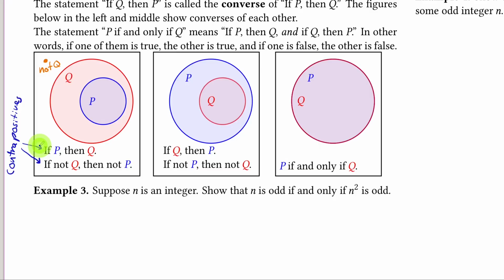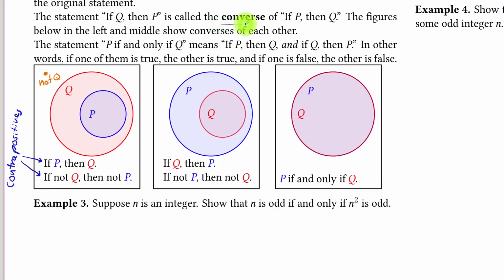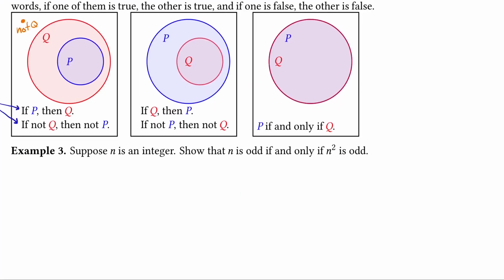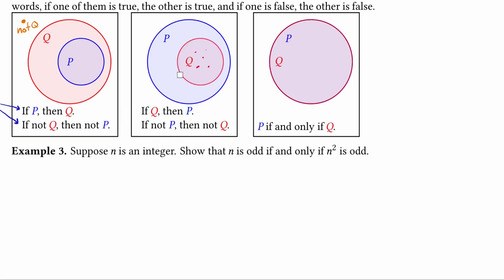And that's not the same thing as the converse. The converse is if you change the order of the P and Q. So you don't negate them, you just say if Q, then P. And this is what the Venn diagram looks like in that case. If it is true that if Q, then P, that means whenever you're in this Q thing, you're also in P. So if Q is true, then P is true.